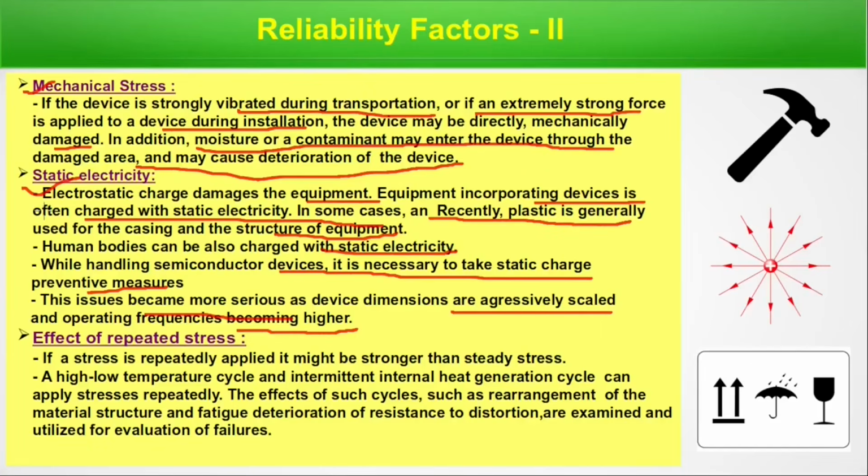Static electricity is also a damaging thing. It can damage equipment, and human bodies carry static electricity. If we do not handle it properly, it can lead to damage and failure. So we need to take preventive measures.